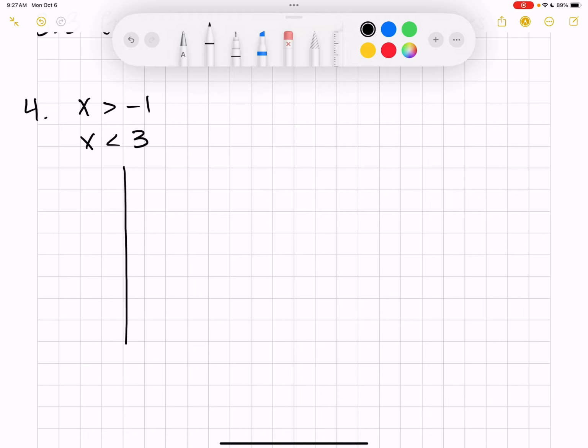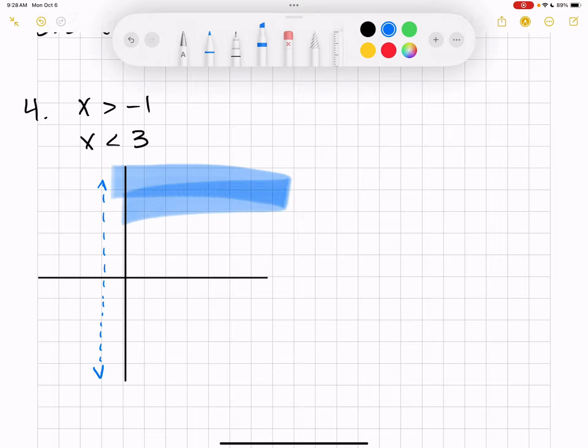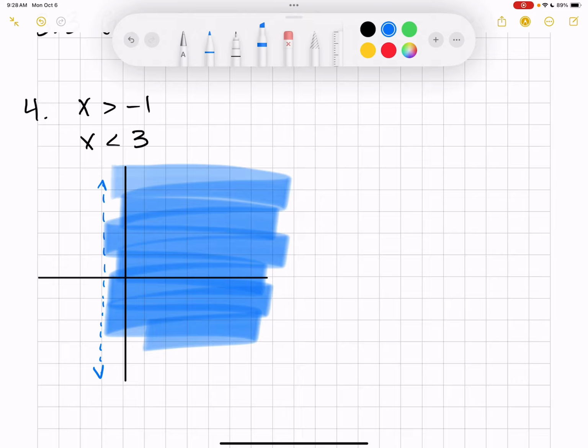So I'm going to set this up. All right, so X is greater than -1. That's dotted. It's on X is -1, going straight up and down. I just don't like having to do the graph. And X is greater than, so that means I'm shading where X is bigger, so I'm shading on the right.